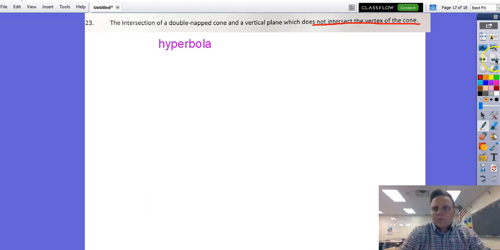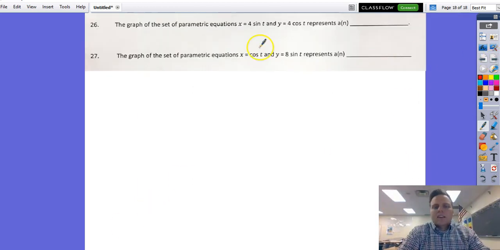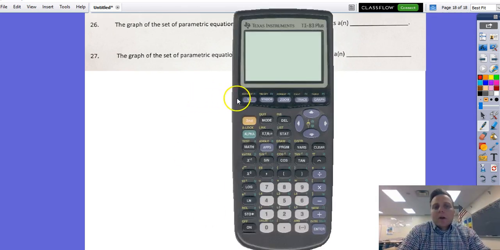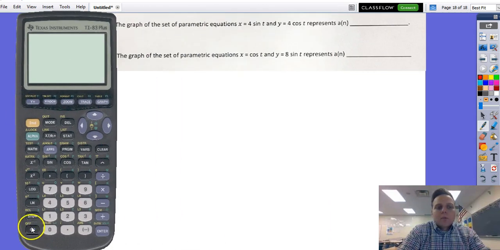Okay? So, problem 26. The graph of the set of parametric equations, x equals 4 sine t and y equals 4 cosine t, represents a or an. Here's how we do this. We grab our calculator. Now, it says parametric, so we need to go to parametric mode. So we need to turn it on.